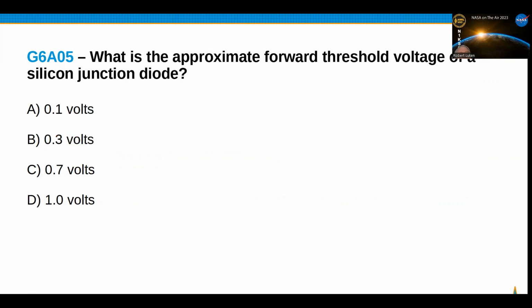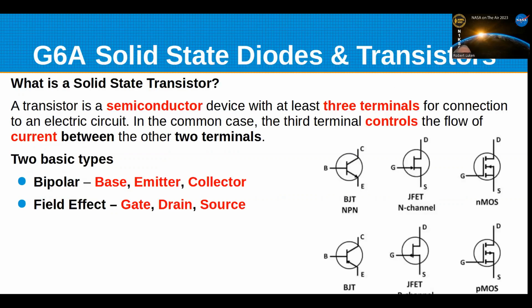0.3 volts. What's the approximate forward threshold voltage of a silicon junction diode? Those are gimmies to get that.